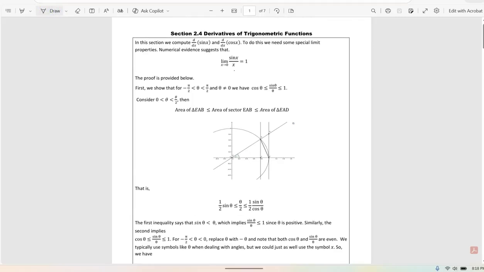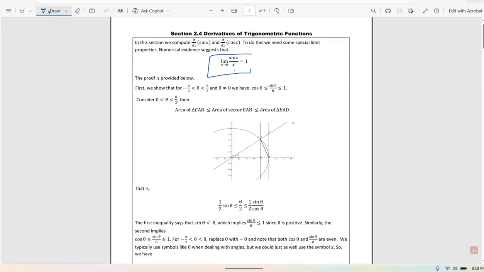Hey, so in this section, we are going to learn some more derivative formulas. In 2.3, we learned some derivative formulas. Today, we are going to learn more derivative formulas. But before we even start, we have this very important limit, which we need to remember.